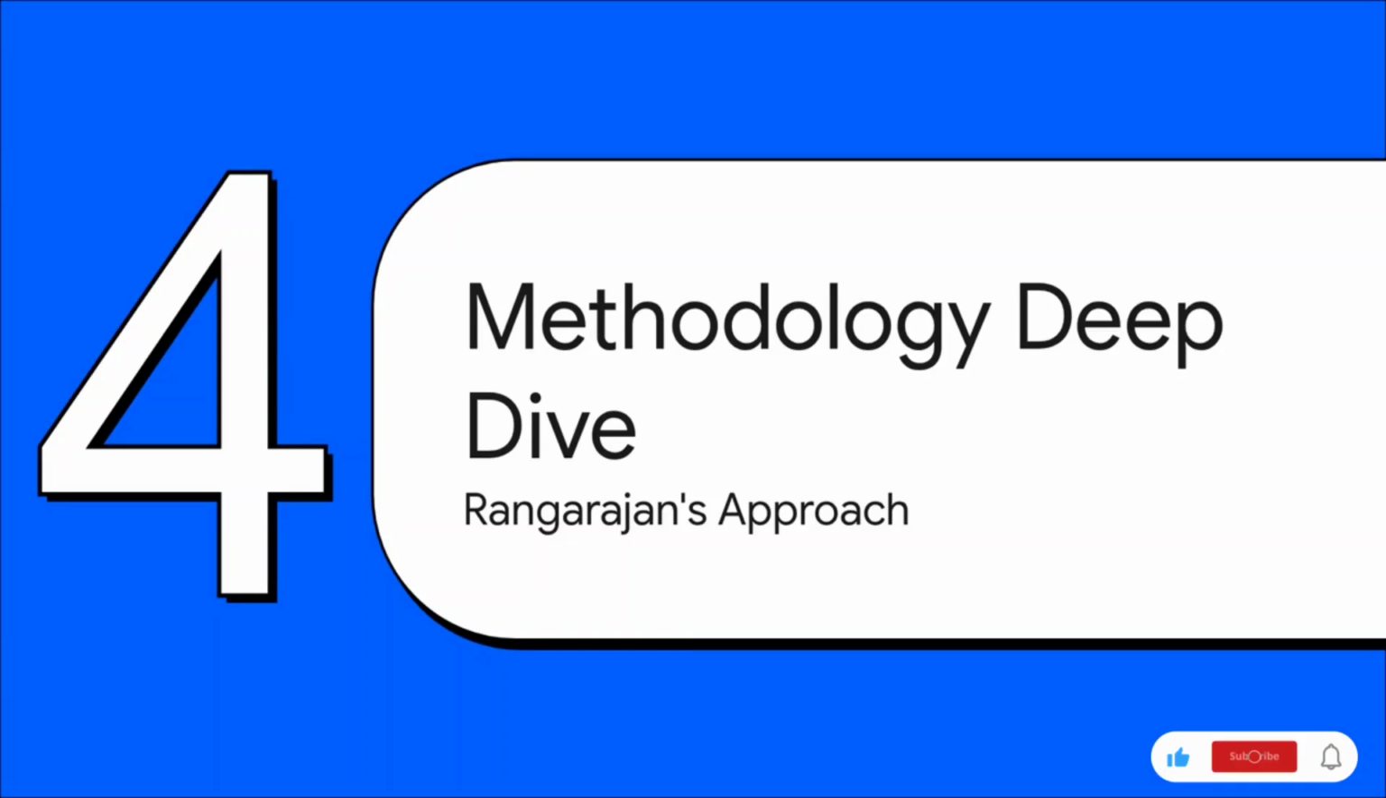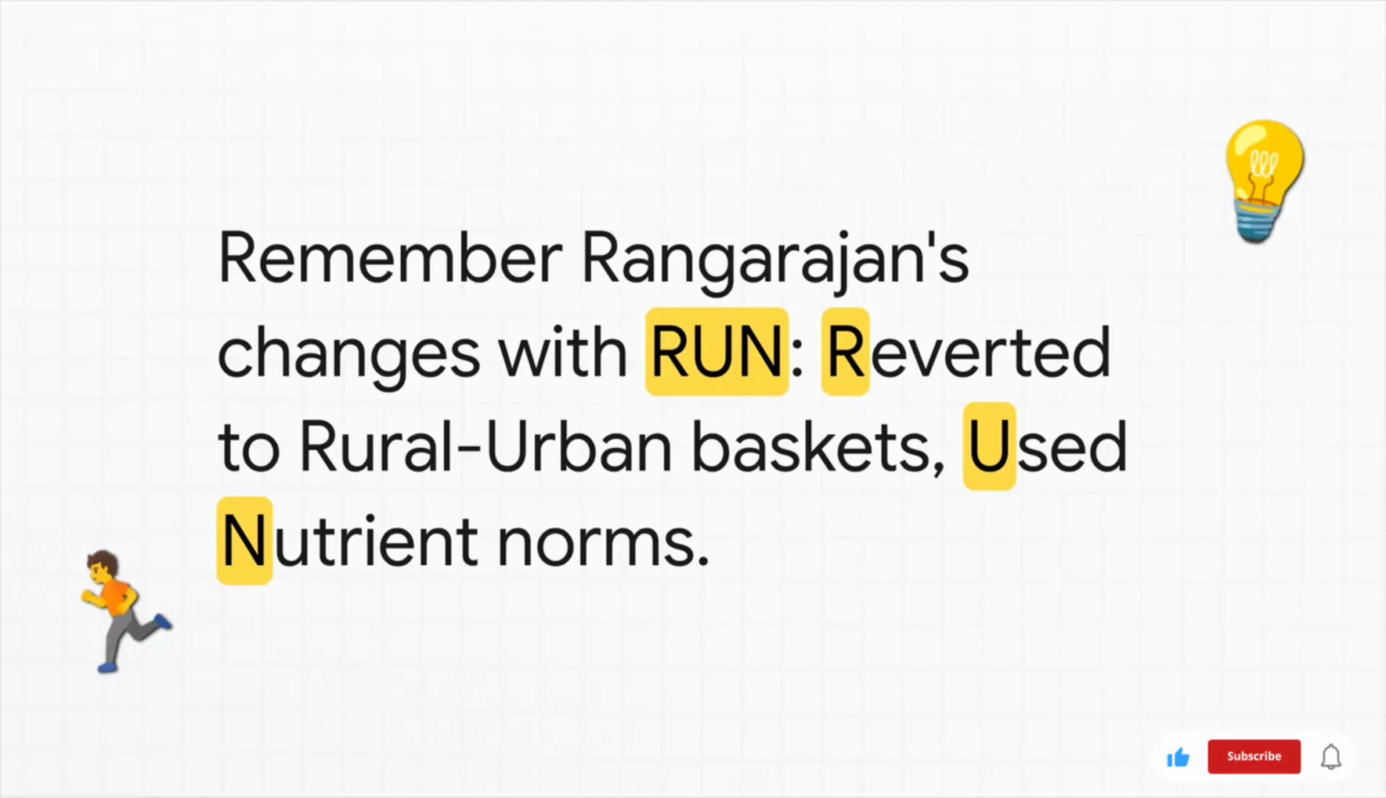Okay, let's pop the hood and see exactly how the Rangarajan Committee built its new poverty line. Getting this process is so important for those tricky exam questions. And hey, we've got another fantastic mnemonic for you, this one specifically for Rangarajan's approach. Just remember the word RUN. Why? Because he reverted to separate rural-urban baskets and used nutrient norms again. Simple, right? It's a great way to remember his two main departures from Tendulkar.